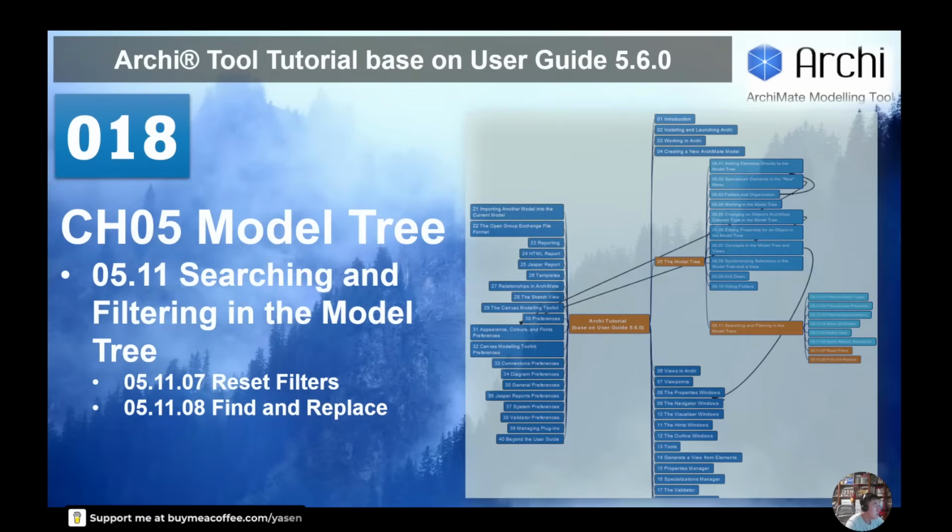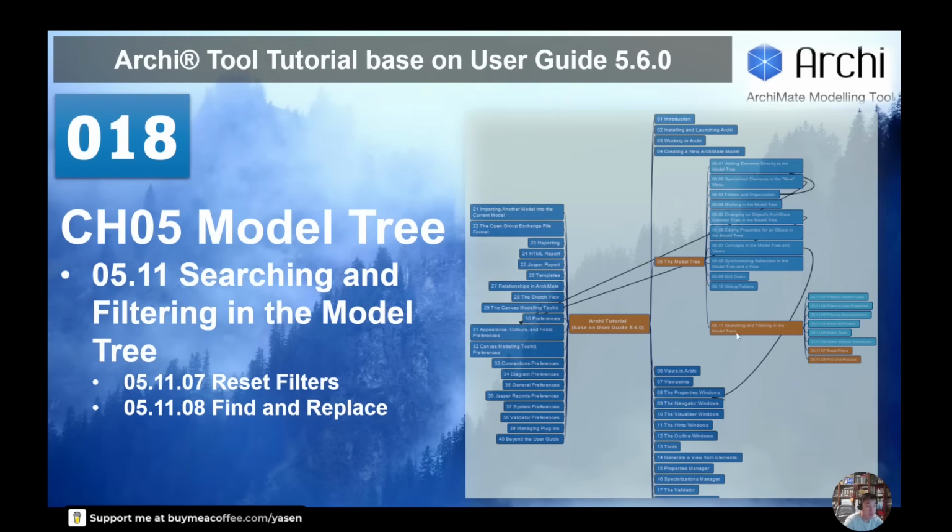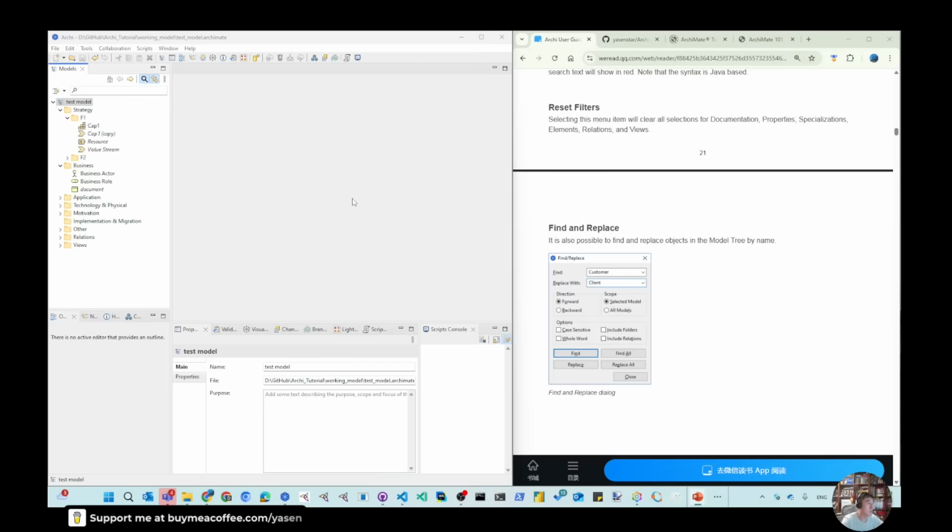Third part of 5.1.1, searching and filtering in the model tree of Archi. This one will be the last part of 5.1.1 and also the conclusion of chapter 5. So we will talk about reset, filter, find, and replace. That is very simple.